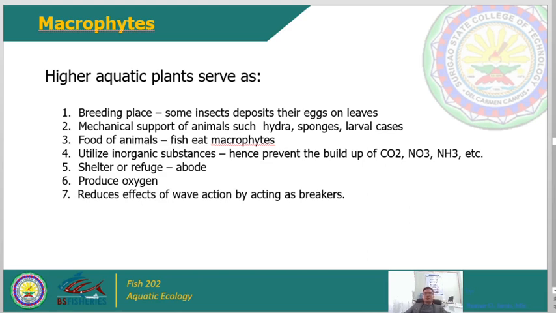Six is they produce oxygen through the process of photosynthesis, and seven, they reduce the effects of wave action by acting as breakers or buffers, no? So they are the ones that prevent it. So those are the seven factors that basically support that macrophytes are important.